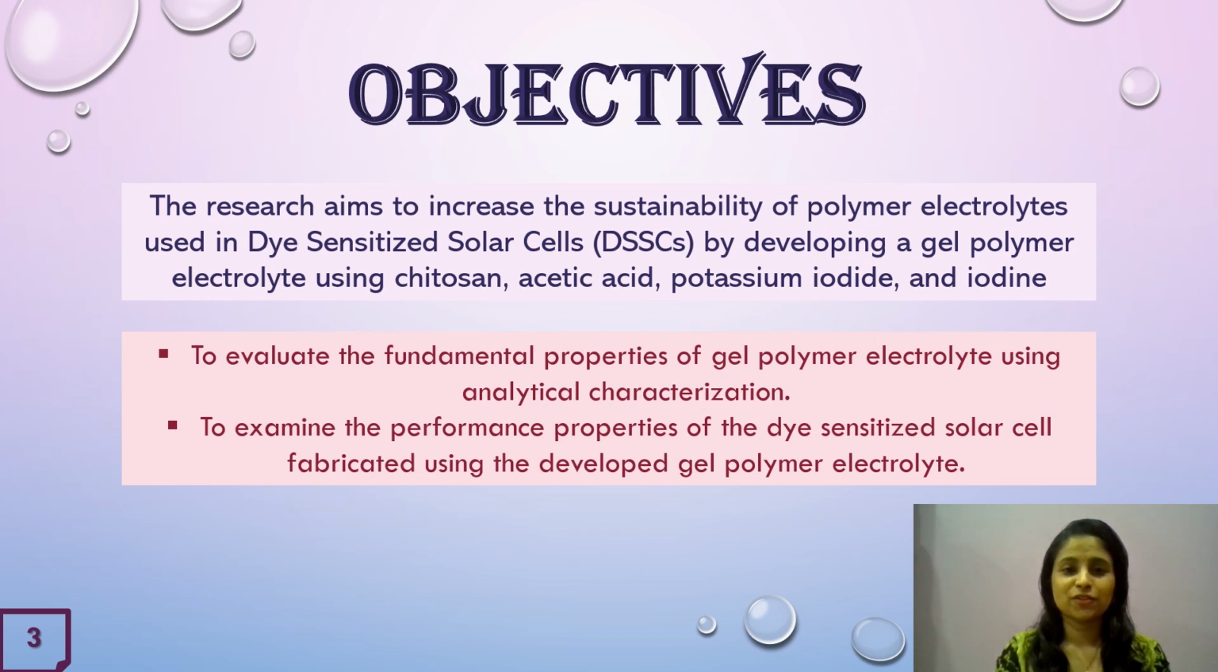Moving on to the next part of my presentation, this research aims to increase the sustainability of polymer electrolytes used in dye-sensitized solar cells, or DSSCs, by developing a gel polymer electrolyte using chitosan, acetic acid, potassium iodide, and iodine. So the objectives of this research are, first, to evaluate the fundamental properties of gel polymer electrolyte using analytical characterization, and second, to examine the performance properties of the dye-sensitized solar cell fabricated using the developed gel polymer electrolyte.